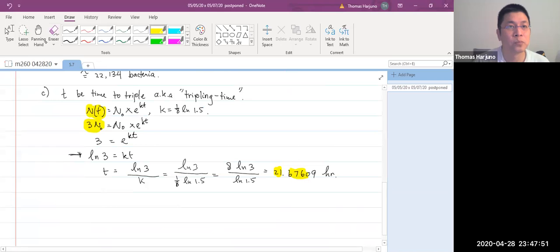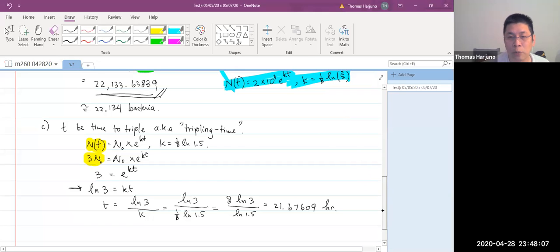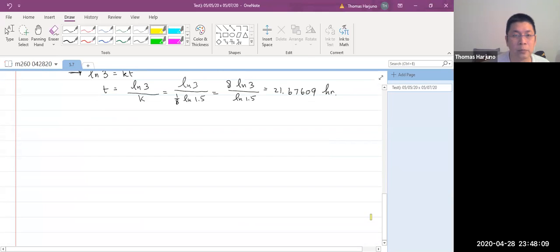Okay. Now that's for question number 2. Now you will see other questions are actually very similar to number 2. Let's see, for example, we go to number 8. I don't want to spend too much time here though. So I do one more question for exponential growth, and then later on we do exponential decay.